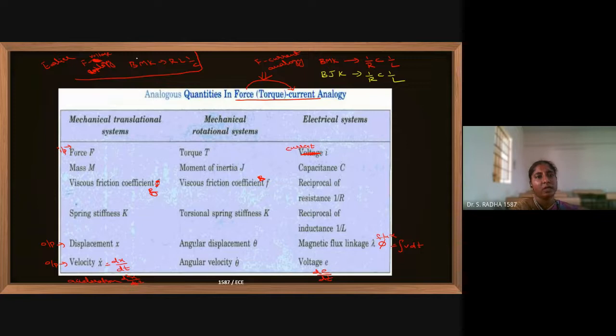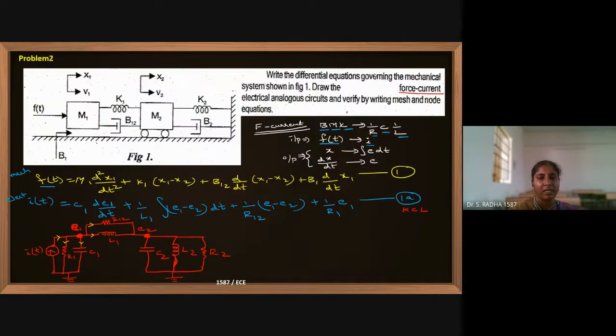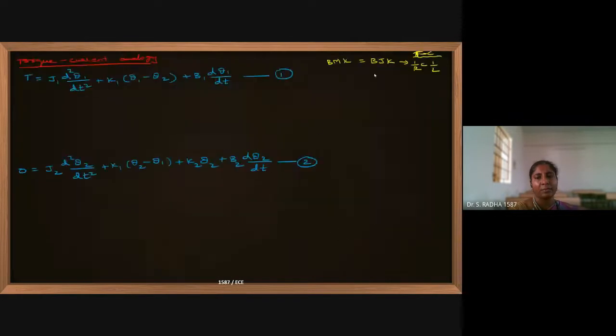In torque voltage, it is R, L, 1 by C. Now it is 1 by R, C, 1 by L. That's what I am trying to write here. Now the input is force, which here will be torque. Force is equivalent to current.